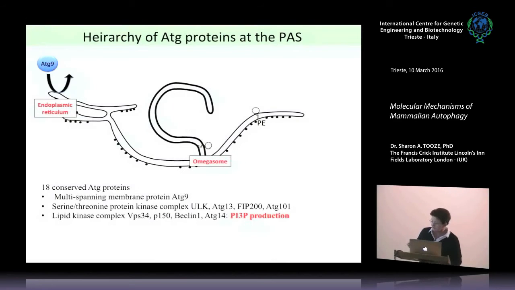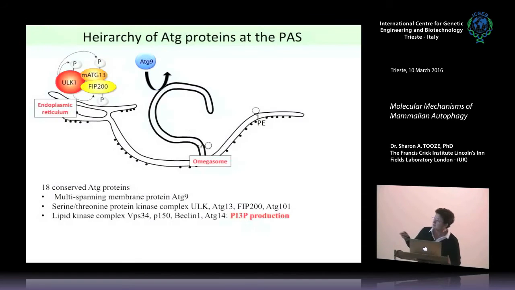These all have ATG names, but they also have other names that were derived historically. And then you have the beginning of the pathway. Our data and data from several other labs would suggest that delivery of vesicles or delivery of membrane mediated by this ATG9 protein that was found in this compartment initiates the process. Then you have recruitment of the protein kinase, phosphorylation of the subunits of the protein kinase, and presumably substrates on this membrane which are not yet identified.